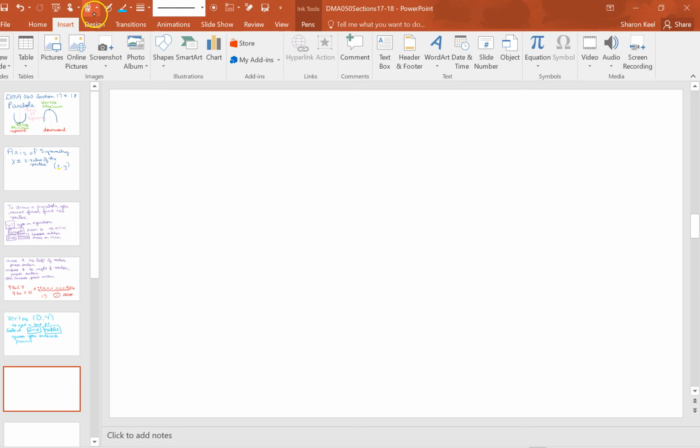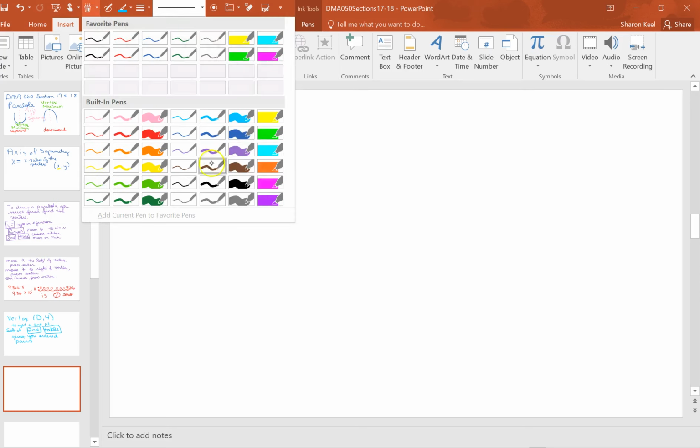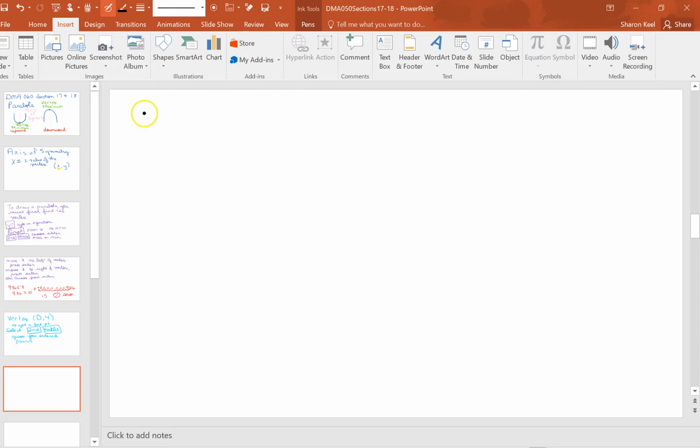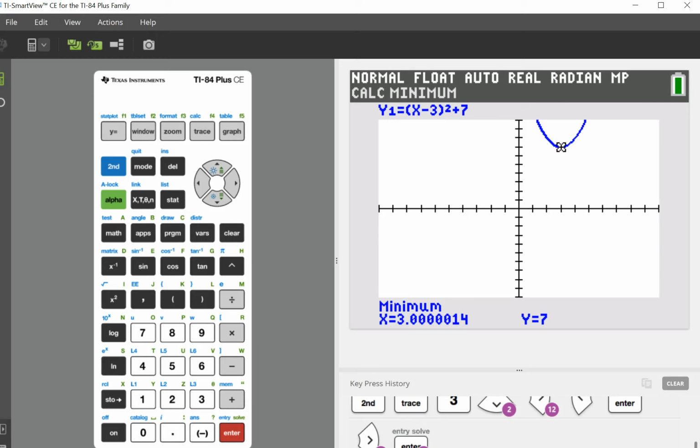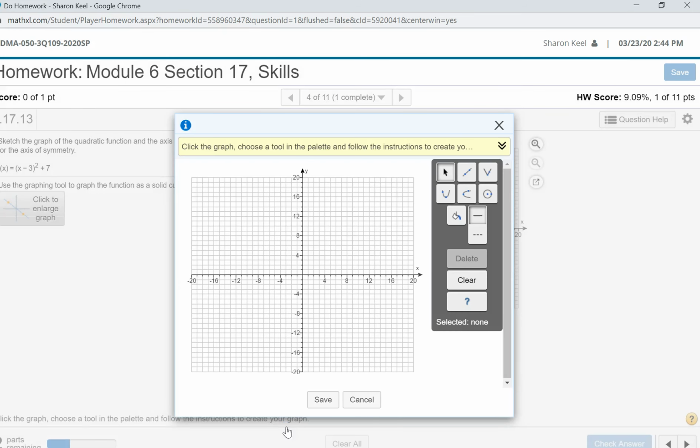Okay, so for this particular problem, if I were doing my work, I'd put a V and then I'd write the ordered pair 3, 7. Okay, so I can identify my vertex. So as I'm here, I'm going to graph. So parabola tool, I'm going to go to 3 up to 7.